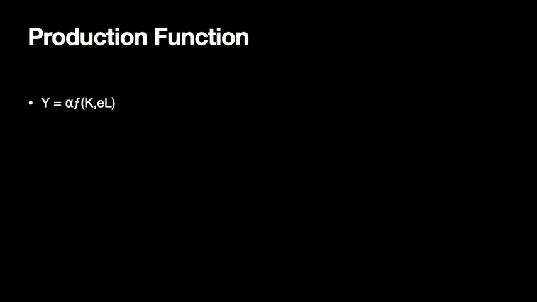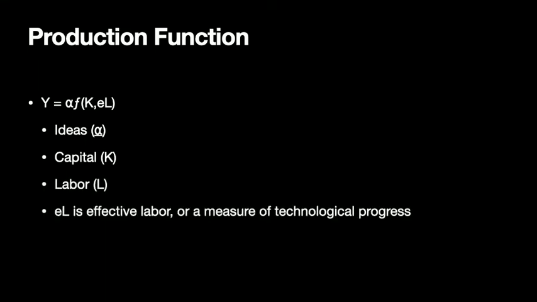So we're going to start off with our production function: GDP, Y, is equal to alpha times some function of capital and labor, and E is going to be for effective labor. Alpha represents ideas, K is capital, L is labor, and E is effective labor, a measure of technological progress. Alpha is more about how ideas happen in an economy. People alter the way they produce things, and E is effective labor, some sort of technological progress, such as computers and the way they've been used, and the internet, things like that.